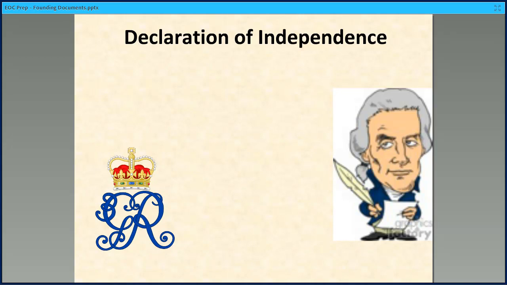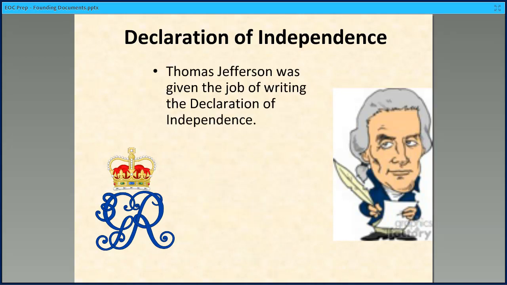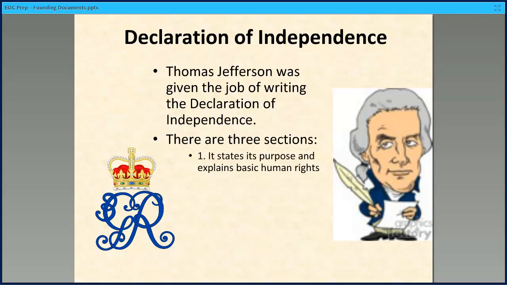So to start with, we're going to take a look at the Declaration of Independence. Thomas Jefferson was given the job of writing the Declaration, and it had a few main parts, but basically you can think of it as a breakup letter with the British monarchy. We were declaring that we didn't want to be a part of Great Britain anymore.